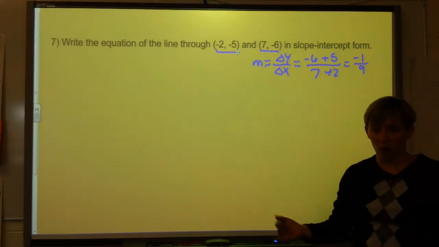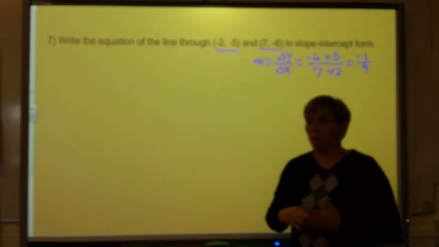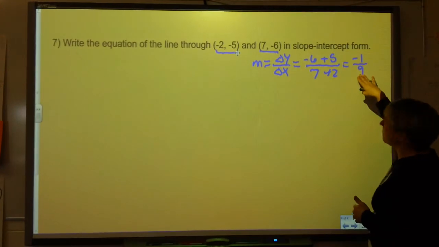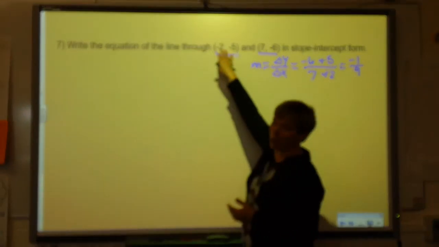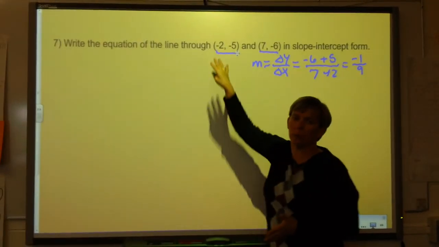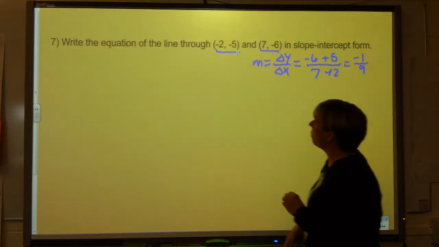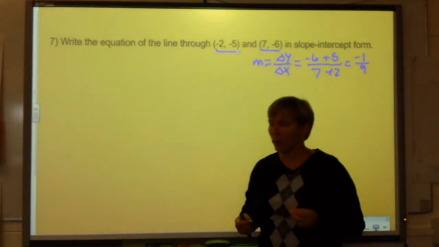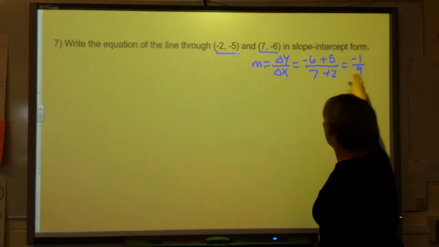Now I have my slope, I'm halfway there. If I'm going to use my slope-intercept form, I have my slope, but I don't have my y-intercept in the problem, and neither one of these points is my y-intercept. Remember, to be a y-intercept, you have to have an x-coordinate of 0. So I'm thinking I probably want to use point slope here because I have a point. In fact, I have 2, and I have my slope.